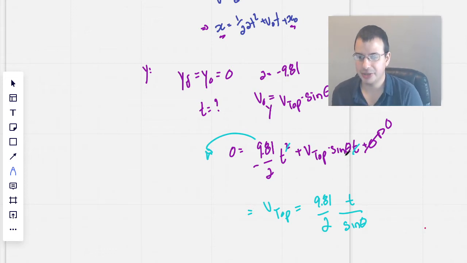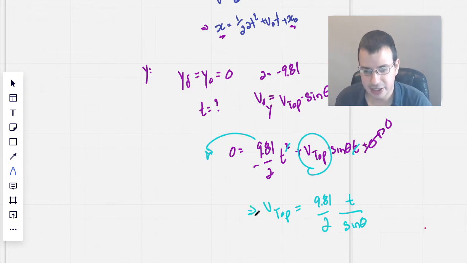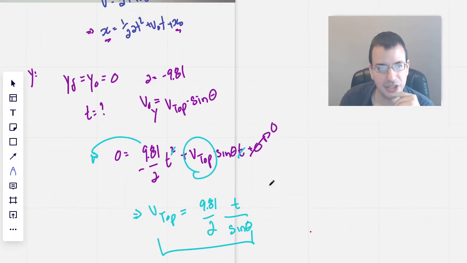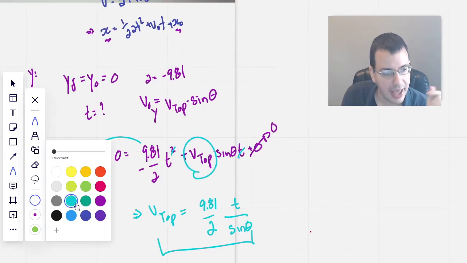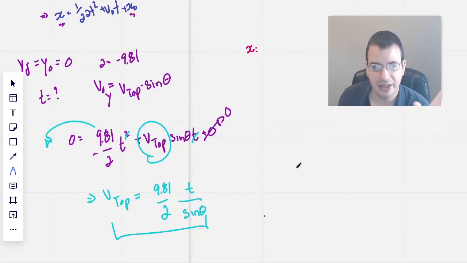and then divided both sides by sine of theta, and I was left with velocity at the top. Okay, and this is the data we get from the y dimension. Now we're going to do the same thing, but in the x direction. So we know that the ball is going to land in the hole at the same time in both the y direction and the x direction.